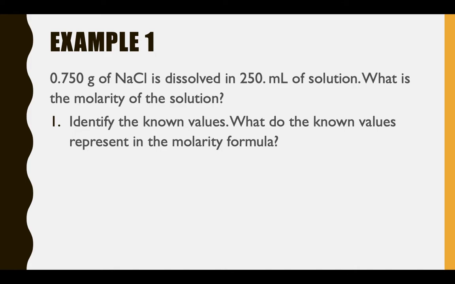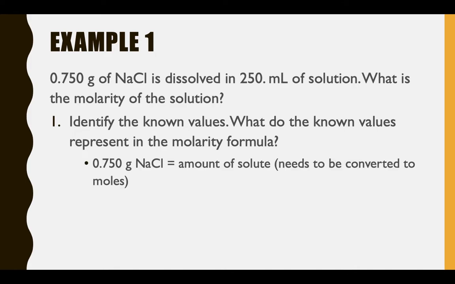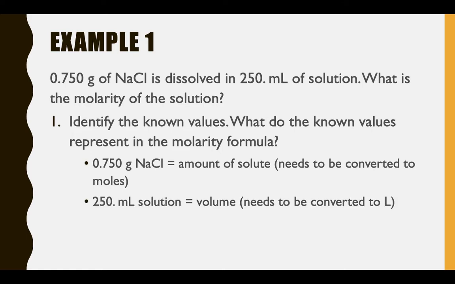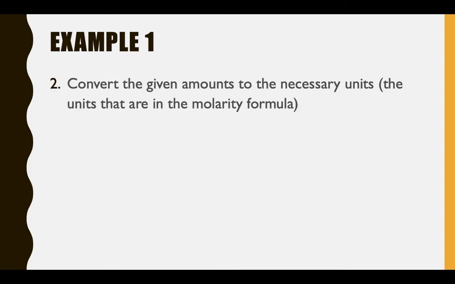So we're given an amount of solute in grams. The amount of solute is going to have to be converted to moles because moles is going to be used to do that molarity calculation. So although we do have an amount of solute, it's in grams, we're going to have to convert it to moles. And then we have 250 milliliters, which is a volume. And that volume is going to have to be converted to liters. Again, we have to make sure that we have moles and liters in that molarity calculation. So that volume in milliliters is going to have to be converted to liters.